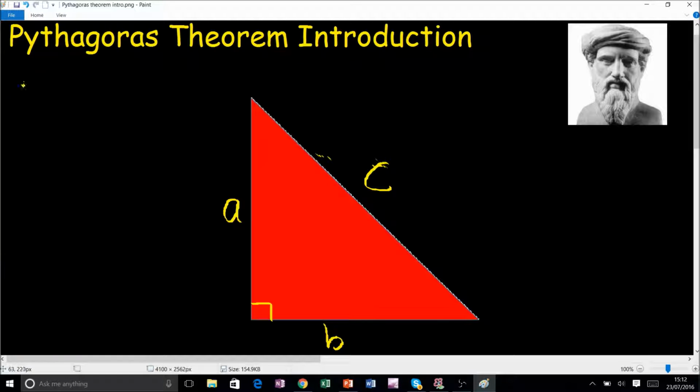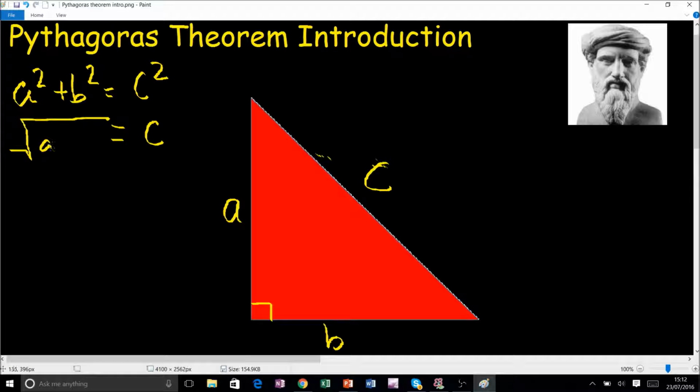Okay, so basically what he said is that A squared plus B squared is equal to C squared. So the shorter side squared plus the other shorter side squared equals the longer side squared. So if you want to work out the longer side, which is C, it's not C squared, it will be the square root of A squared plus B squared. Okay, so that's what Pythagoras' Theorem found out, and that only works for any right-angled triangle.